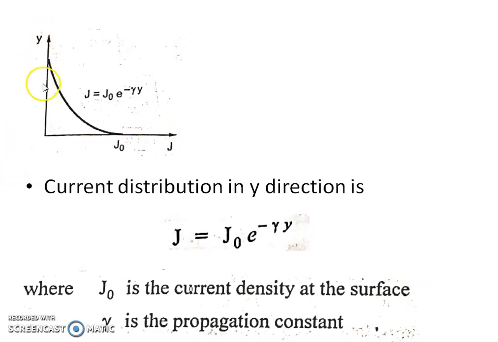Here it is showing this is the y-axis and this is the x-axis, and the current is flowing like this. The value of J is equal to J0 e raised to minus gamma y. This is the J0 point. So the current distribution in y direction is given by J is equal to J0 e raised to minus gamma y. Here J0 is the current density at the surface of the conductor and gamma is the propagation constant.